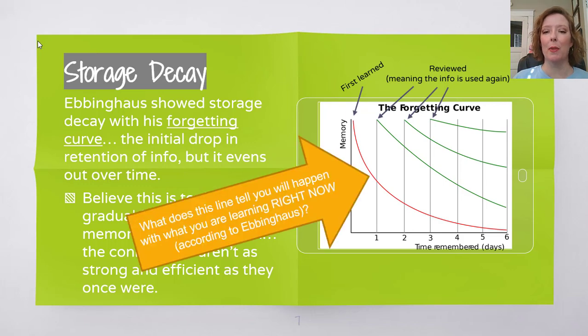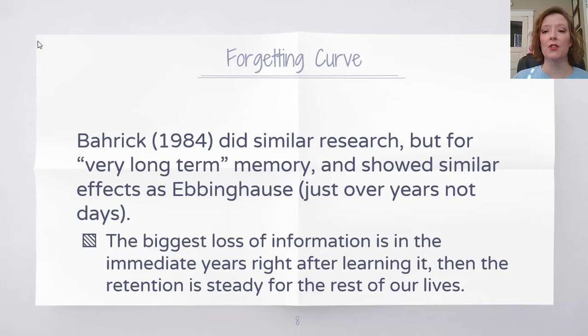So what does this tell you about what's going to happen with what you're learning right now, according to Ebbinghaus? And what can you do to prevent some of the negative effects? Similar research was done by Bahrick in 1984, but for very long-term memory. The research did show similar effects as Ebbinghaus's findings. The research was just looking at years, not days. The biggest loss of information is in the immediate years right after the learning of it. Then the retention is pretty steady for the rest of our lives.